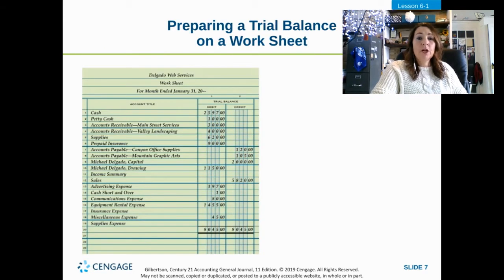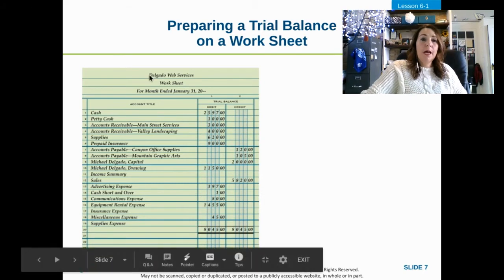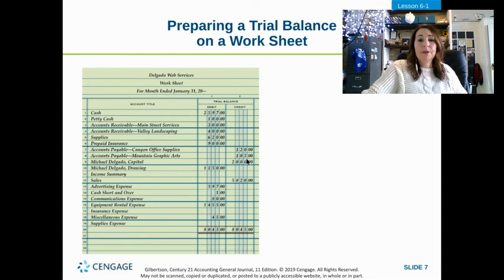So whenever we start our worksheet, step one is super easy. All it is, we're going to do the heading up here, and then we're just going to copy. These are all of the accounts that are in our general ledger, and all we have to do is list them all out and put their balance, whether it's in the debit column or the credit column. Those are going to go in the trial balance columns on your worksheet. And even if we have an account with nothing such as income summary, we're still going to write it. We're just going to leave it blank.